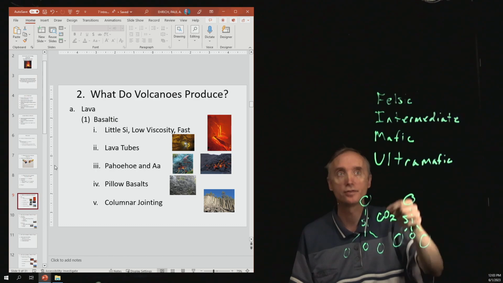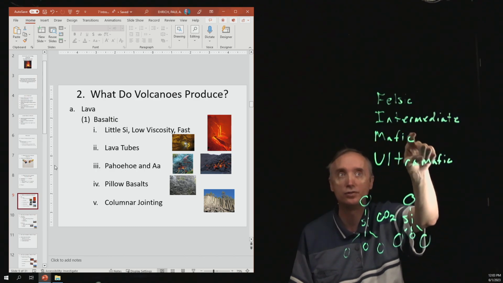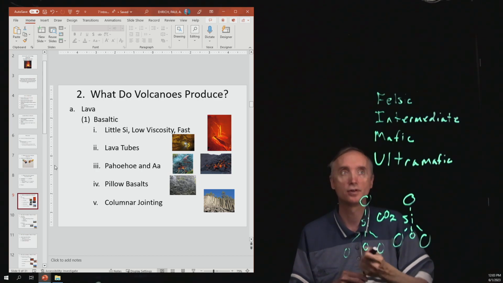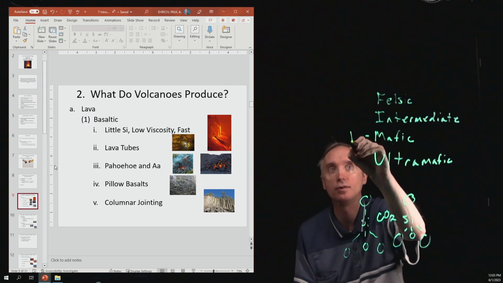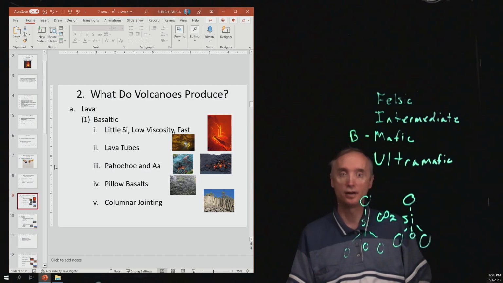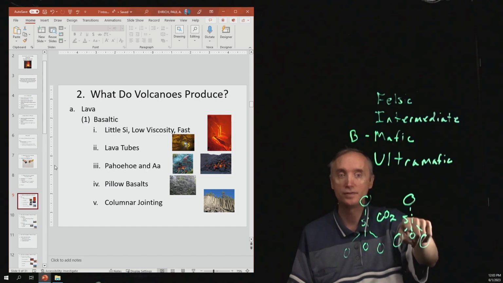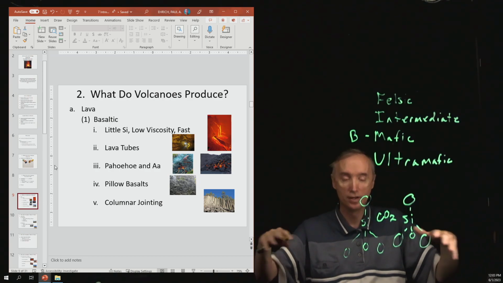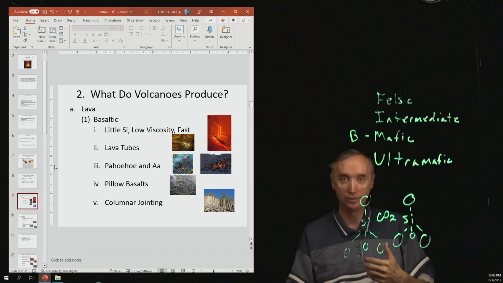However, we do talk about mafic magmas, and we do talk about mafic lavas. The mafic lava is going to be basaltic. So this one here is going to make a basaltic kind of lava. It's going to have very little silica, which means it's not going to be very viscous, which means it's going to be runny. And that means that it's going to be fast. When it comes out of the volcano, it's going to flow down the sides of the volcano very easily because it's not very viscous.